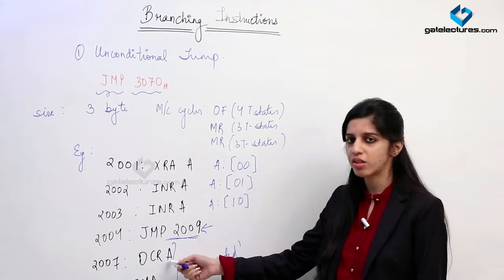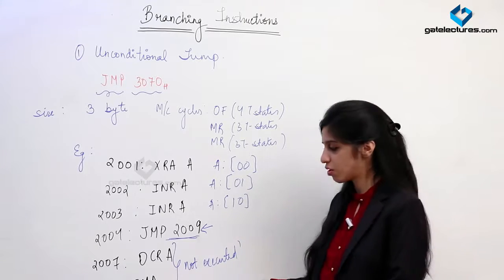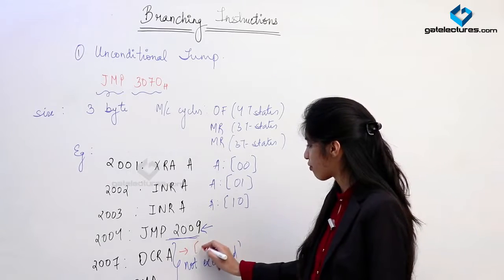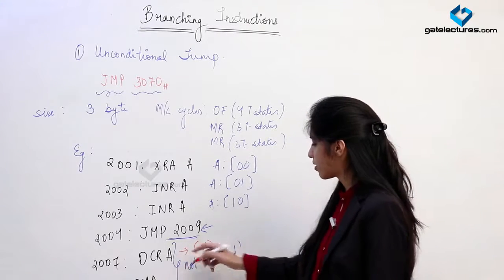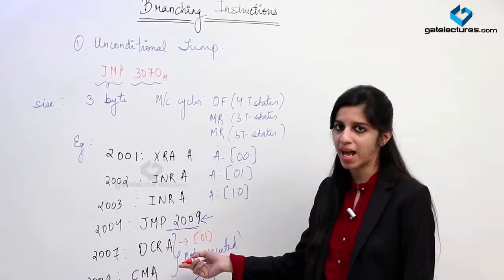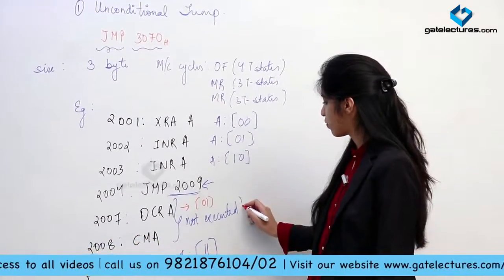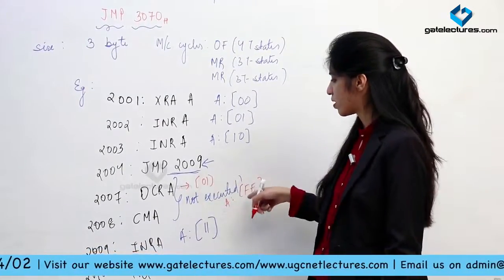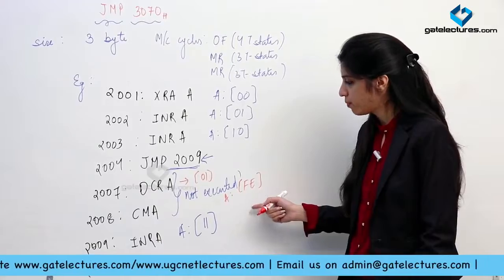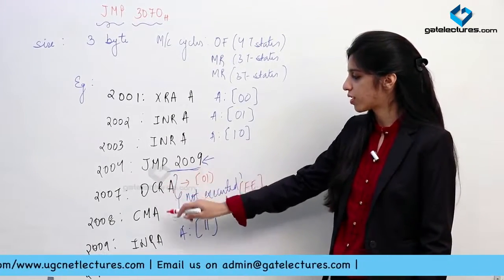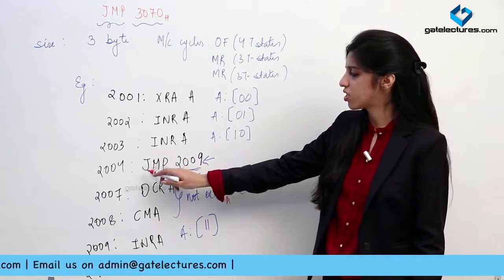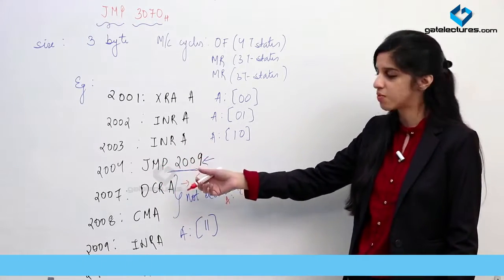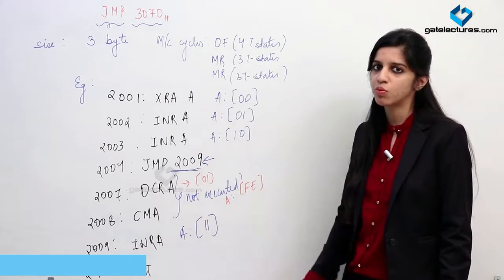These two instructions are not executed. If they had been executed, suppose this instruction had been executed, after this the value of A should have been 0 1, and after CMA, which means complement accumulator, the content of the accumulator would have been FE. Complement of 0 1 is FE. But this did not happen because these two instructions were not executed, since we had an unconditional jump. Unconditional jump means whenever this JMP 2009, JMP some 16-bit address, is going to come, no instruction in between is going to be executed.